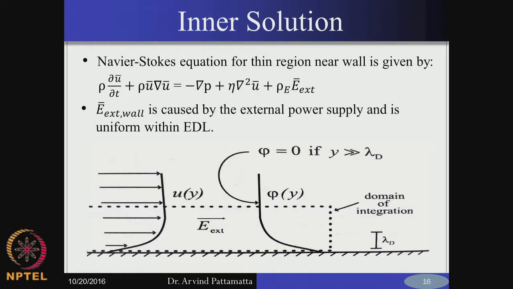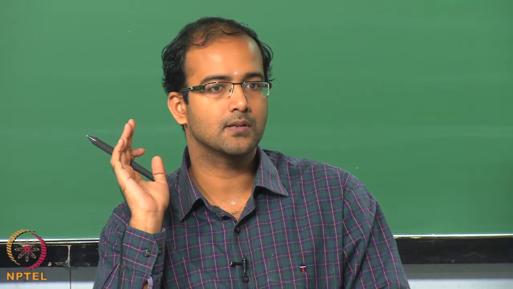Now, when you solve this, we make some more assumptions to get an analytical solution. We want to look at a fully developed velocity profile in the inner region, so that the convective acceleration becomes 0, and we are also looking at steady state solutions. So, the entire acceleration term on the left hand side goes to 0.